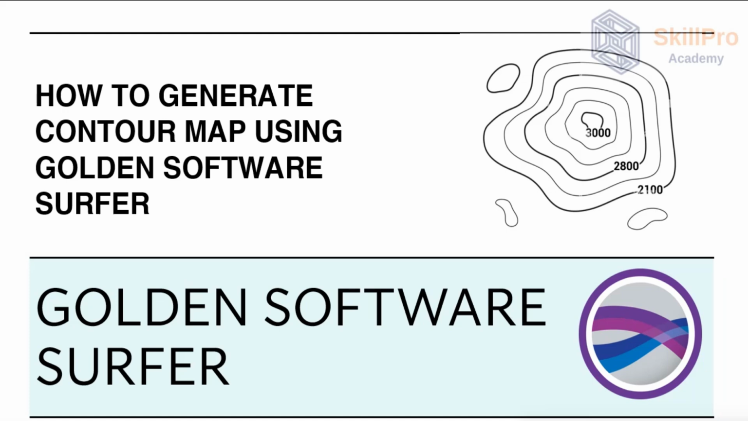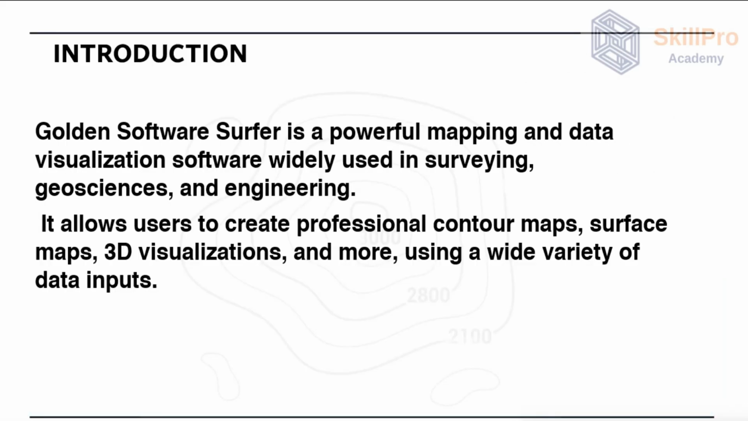Today we are going to be dealing with how to generate a contour map using Golden Software Surfer. Golden Software Surfer is a powerful mapping and data visualization software that is widely used in surveying, geosciences, and engineering. It's not only surveyors or people in geosciences that use the software. It can also be used for modeling and creation of 3D visualization. It allows users to create professional contour maps, surface maps, 3D visualizations, and more using a wide variety of inputs.